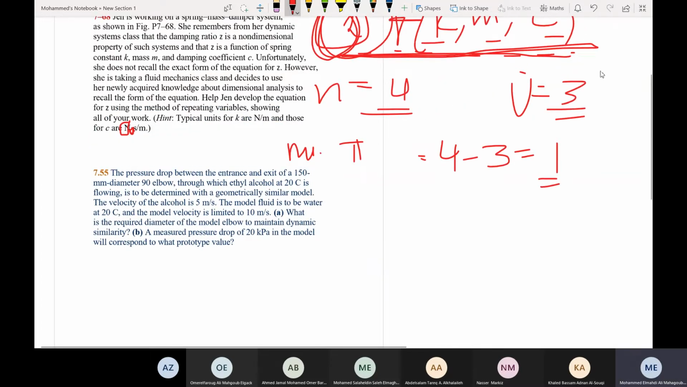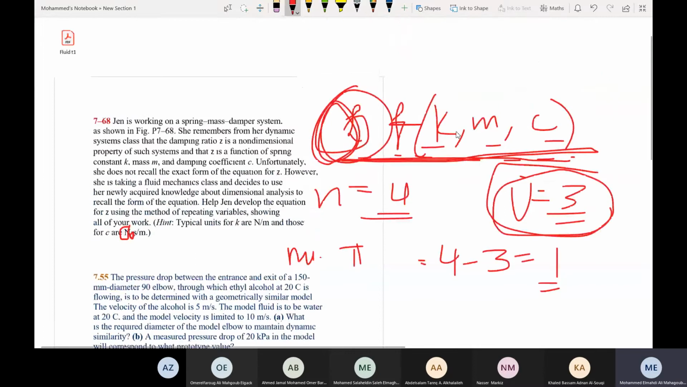We choose three repeating parameters from here. Repeating parameters means three parameters from the equation that do not form a pi alone, so you have to choose them carefully. If you choose three parameters that could cancel each other, then they can form a pi on their own without using the fourth variable. So choose them carefully. M is the mass, in kilograms. C is in newton second per meter. And K is in newton per meter.